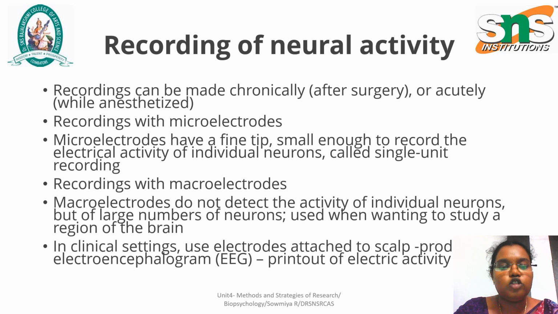Optogenetics. Optogenetics is a technique that allows researchers to control the activity of specific neurons using light. This technique involves genetically engineering neurons to express light-sensitive proteins. By shining light on these proteins, researchers can activate or inhibit the neurons. Optogenetics is a powerful tool for studying the causal relationship between neural activity and behavior.